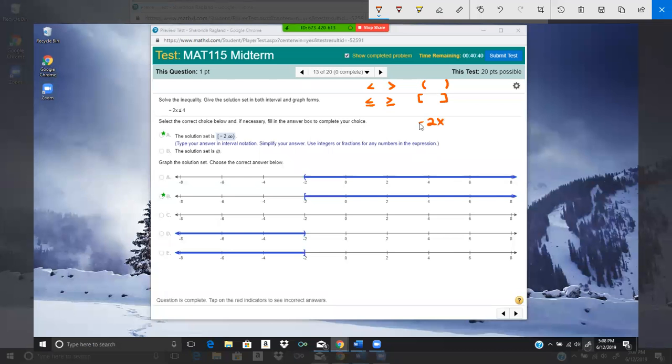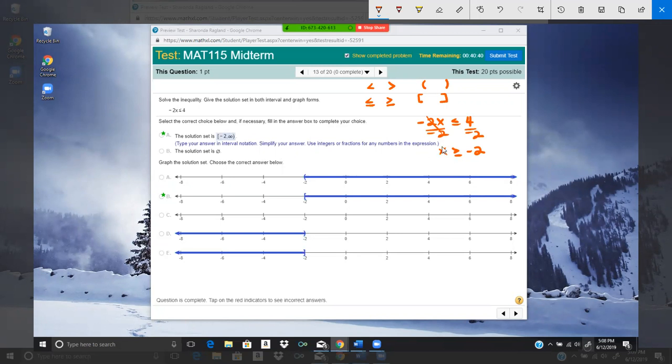So this is a good one. Negative 2x less than or equal to 4. To solve for this, you divide by negative 2. So I divided by negative 2, right? So x, reverse the inequality symbol, is greater than or equal to negative 2. So the question is, it's good if you graph it first before you write your solution set.